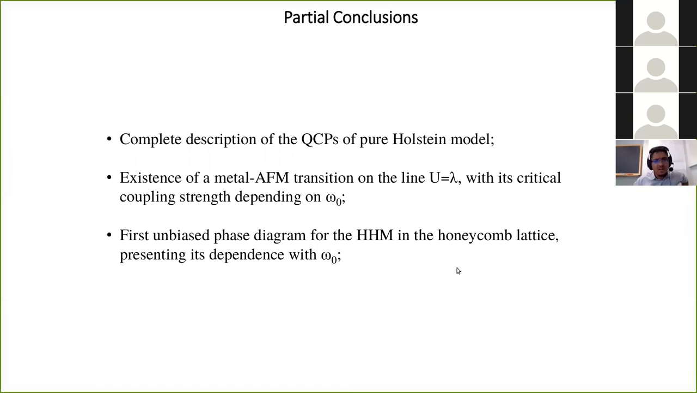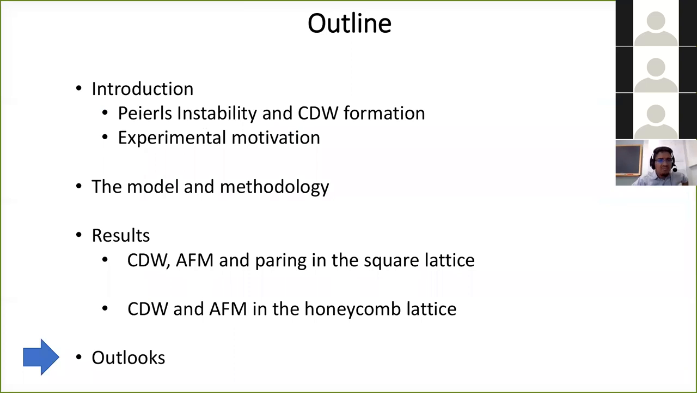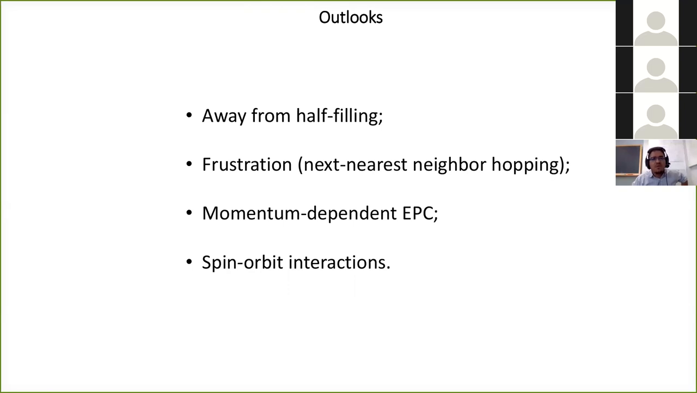So basically, I will skip this as well. This paper is not published yet, it's submitted for publication, but you can see the details on the arXiv. And there are some outlooks: basically, what happens if we go away from half filling, in particular in the honeycomb, because we probably can enhance superconductivity, or what happens with frustration, with momentum-dependent electron-phonon coupling, or even spin-orbit interaction. So there is a large amount of open problems that we can work with.